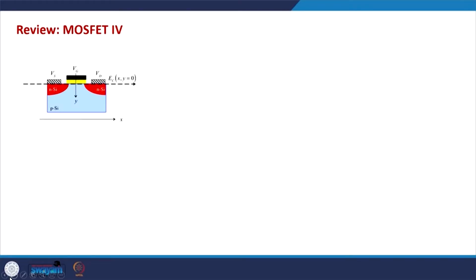Hello everyone. Today in this lecture we will continue our discussion on the MOSFET IV characteristics, which we started in the last lecture. And before going forward, let's quickly review what we have seen so far. So this is a typical structure, typical geometry of the MOSFET. It has a source, a drain, a gate, mainly a 3-terminal device, and also has a body terminal or a substrate terminal.